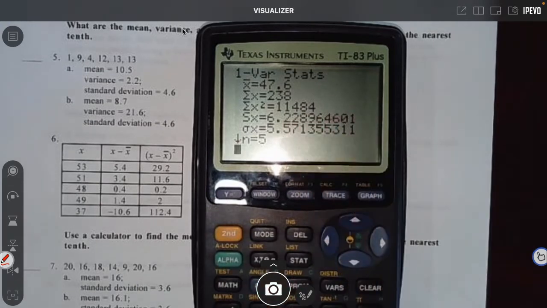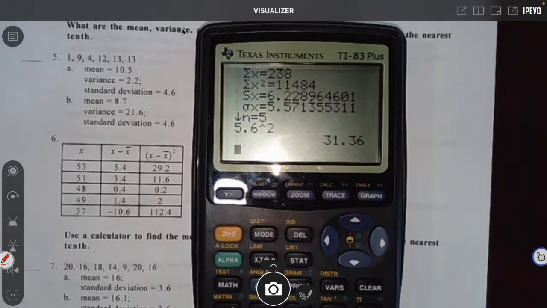I don't know what they squared. Let me just try 5.6 squared. 31. They got 31.36, and on here they just put 31. I could tell, y'all. Whatever you put, I'll be able to tell that you squared it.